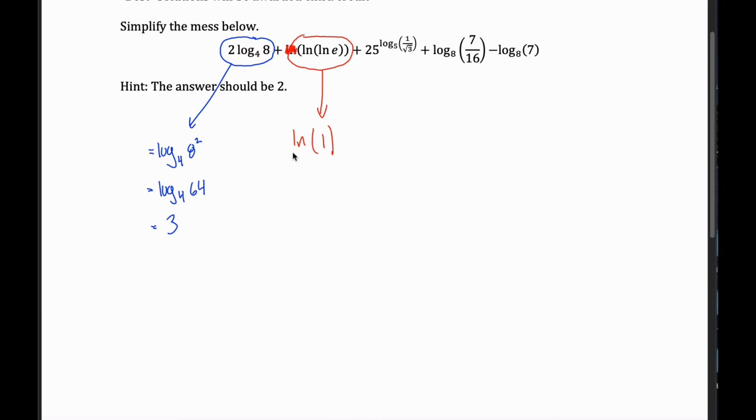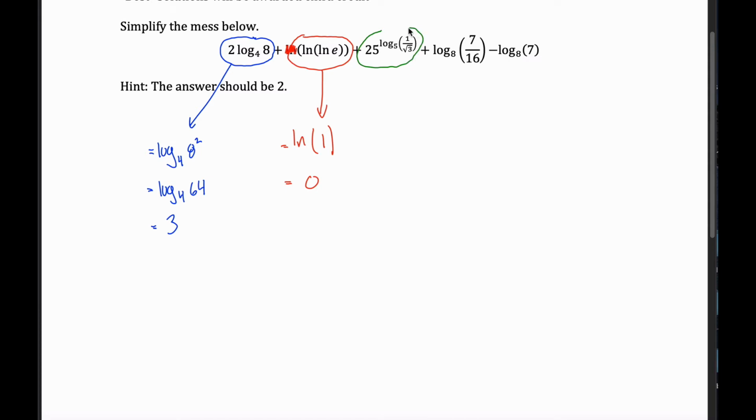Well, the natural log of 1 is just asking me what power do I have to raise, again, the e up to make it equal to 1. And e to the 0 power is equal to 1. The log with any base of 1 is equal to 0. The natural log of 1 is just 0. Okay, what about this mess right here?